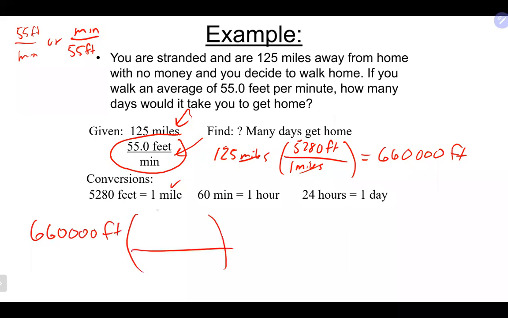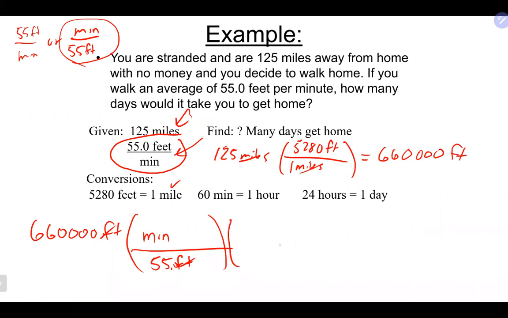To get rid of feet, we're going to use it in this version here. Minutes is 55 feet. I guess 0.0 would be good to put there. There we go. The feet will cancel. At this point, the feet are gone and we're in units of minutes, which is good because we do want to end up in time, but we don't have the right unit of time. We have minutes. So once again, minutes are up on top.